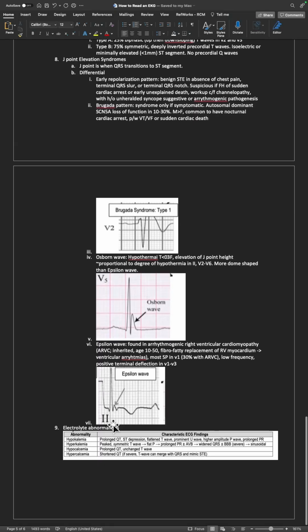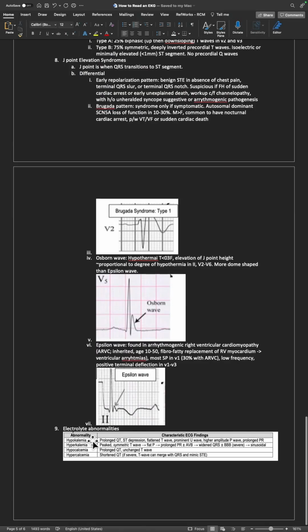Then we have different electrolyte abnormalities. For hypokalemia, this will lead to a prolonged QT, ST depression, flattened T wave, prominent U wave, higher amplitude P wave, and prolonged PR interval. Hyperkalemia will show peaked symmetric T wave, and then it will progress to a flat P wave, progressing to a prolonged PR plus AV block, progressing to a widened QRS plus bundle branch block, and then it goes sinusoidal. And we have hypocalcemia, which is a prolonged QT interval and then unchanged T wave. Then we have hypercalcemia, which is a shortened QT interval. And if it's severe, the T wave can merge with the QRS and mimic ST elevation.